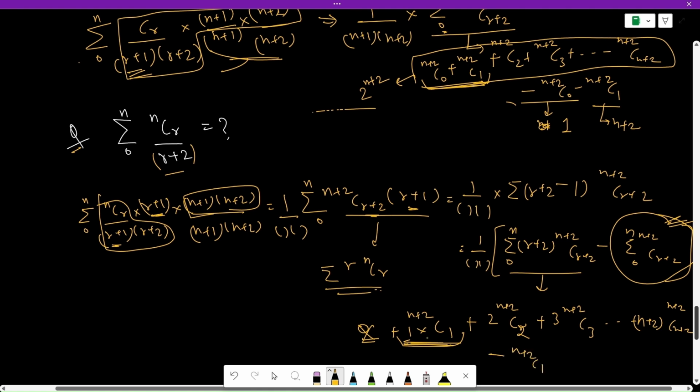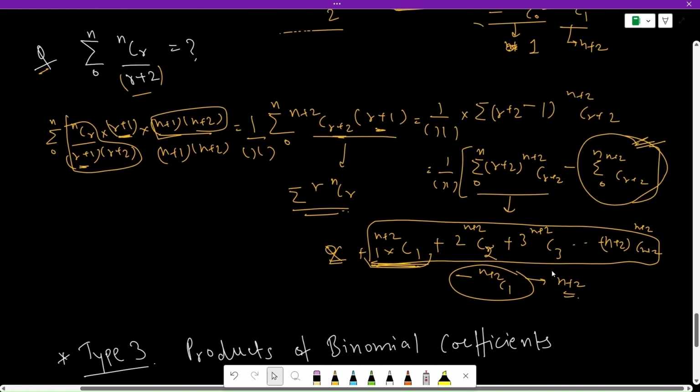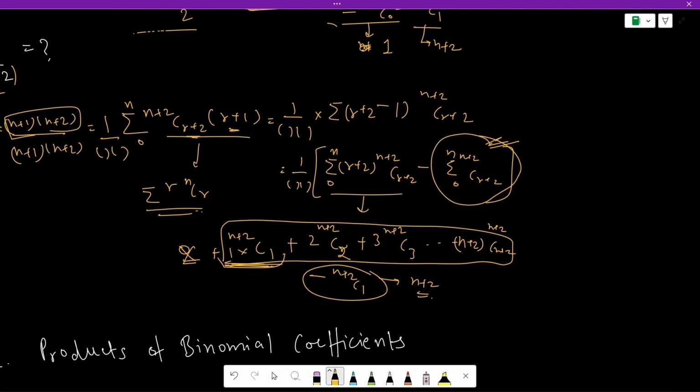c1. Now for this complete part we can use the result, and this is a constant which is n plus 2. Right, so here you can just put the values and write the complete result.